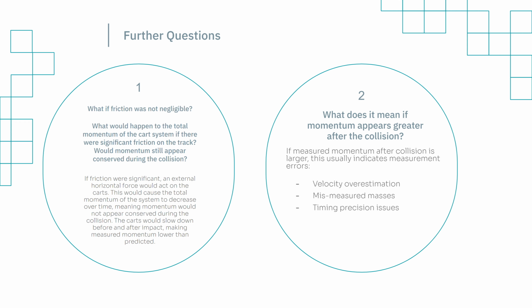Question 2: what does it mean if momentum appears greater after the collision? If the measured momentum after collision is larger, this usually indicates measurement errors such as velocity overestimation, mismeasured masses, or timing precision issues. Thank you.